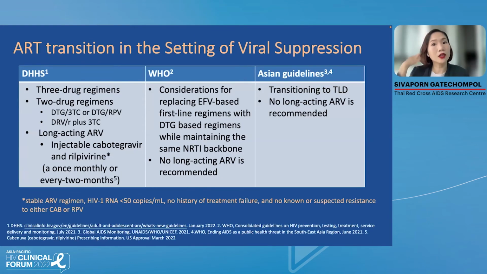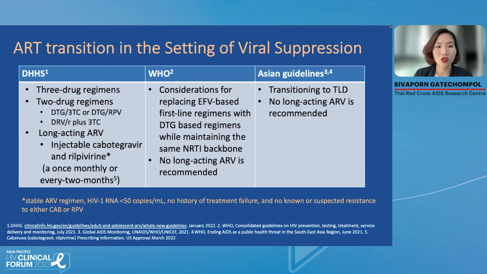And for ART transition in the setting of viral suppression, the guideline also recommends a 3-drug regimen, either the same class or different class. It also recommends a 2-drug regimen, which is DTG-3TC or DTG-rilpivirine. It also recommends boosted darunavir plus 3TC.